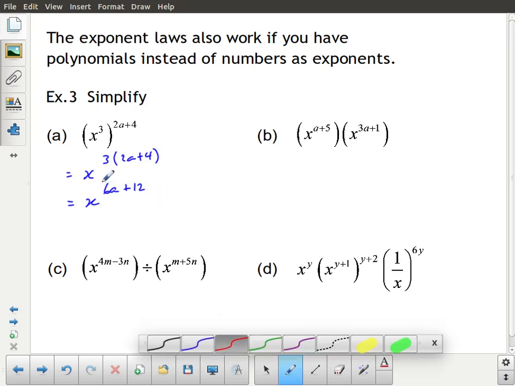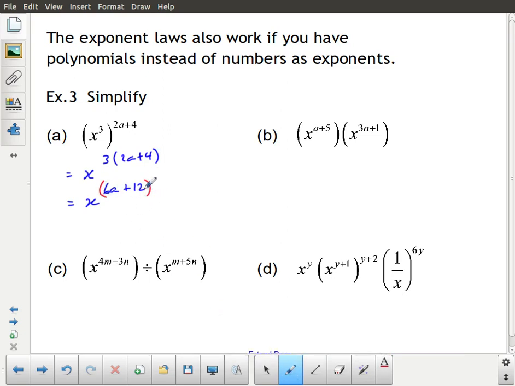Make sure you are careful with your writing or use brackets. If you're not very good at scaling your text or keeping things on a straight line, you need to indicate that this is the exponent and that this is the base.